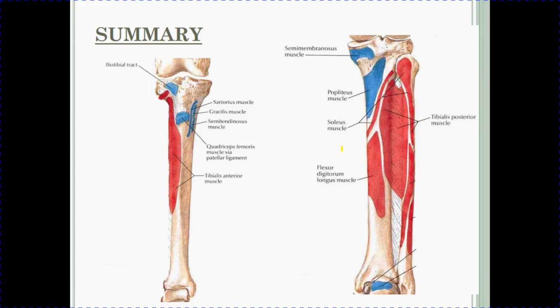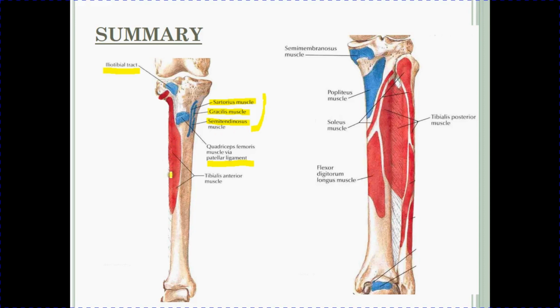Now we will discuss the summary of the attachments on the tibia. The attachments on the tibia are very simple, they are very easy. On the anterior view, on the lateral condyle, there is attachment of the iliotibial tract. On the tibial tuberosity, there is attachment of the quadriceps femoris muscle via the patellar ligament. On the upper medial surface, there is insertion of sartorius, gracilis and semitendinosus muscle. These three are collectively called pes anserinus.